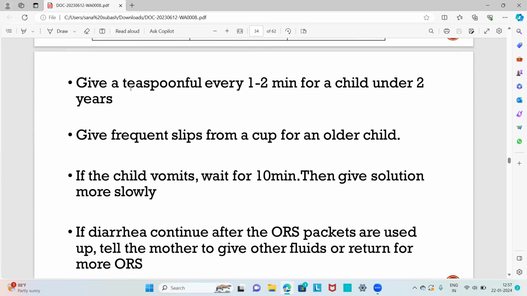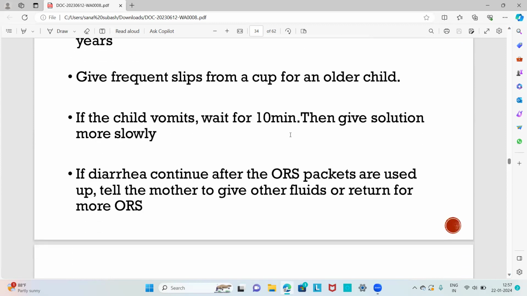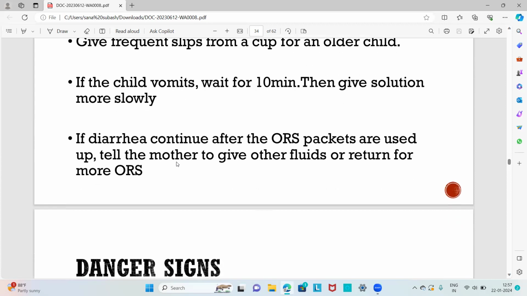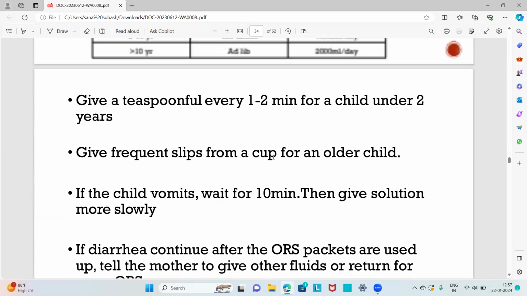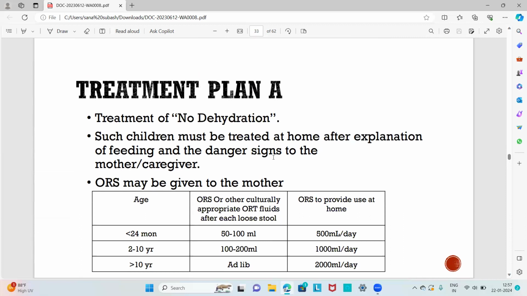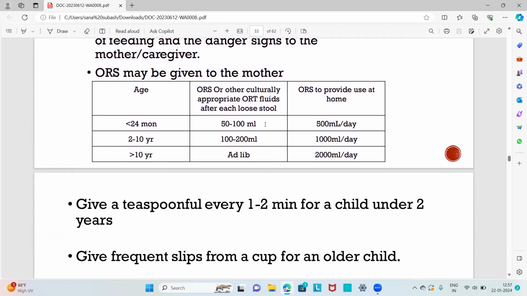While giving the ORS, give a teaspoonful every 1 to 2 minutes for a child under 2 years of age, and give frequent sips from a cup for an older child. If the child vomits, wait for 10 minutes, then give the solution more slowly. If diarrhea continues after the ORS packets are used up, tell the mother to give other fluids or return for more ORS. So that's all about treatment plan A. The child should be managed at home after explaining the feeding and the danger signs to the mother or caregiver.